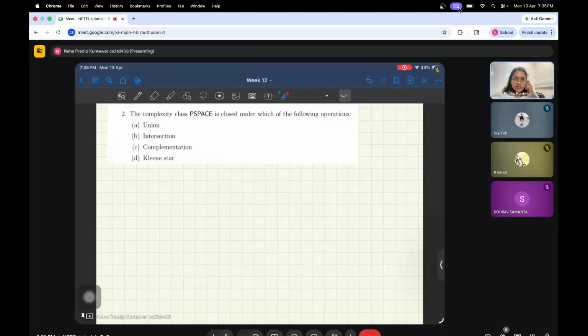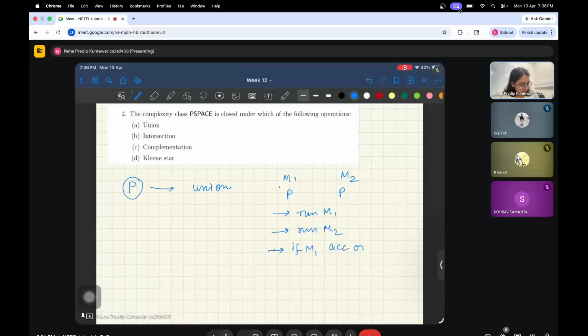Okay, so let's go over some closure properties. Just to recall, we had this class P, and you know that P is closed under union because if you have M1, M2 which run in polynomial time, what you'll do is run both of them. Run M1, run M2. If M1 accepts or M2 accepts, then you are going to accept.